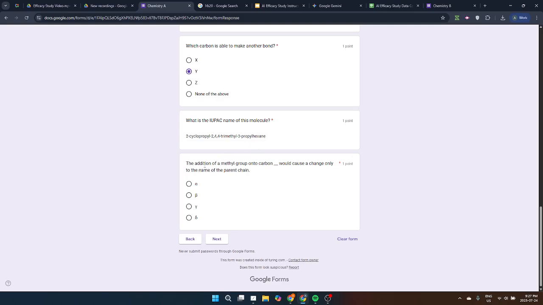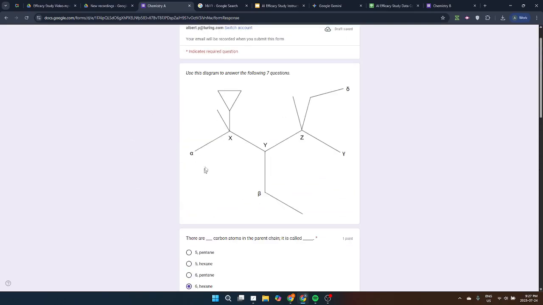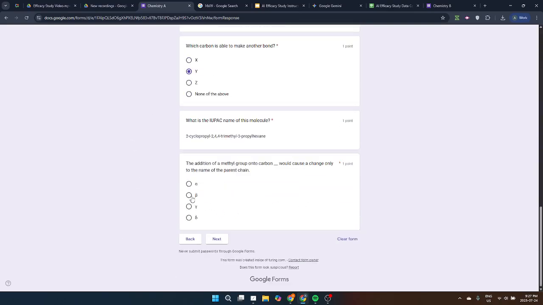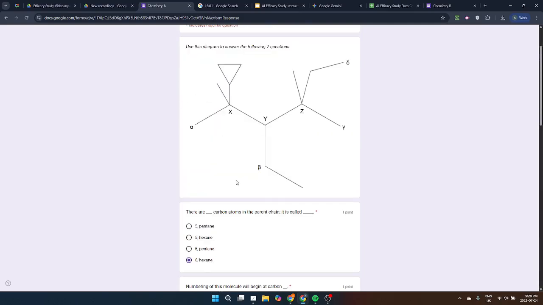The addition of a methyl group onto carbon what would cause a change only to the name of the parent chain? Oh, okay, so we're looking for either alpha or delta here. Oh, actually, hold on. Methyl group onto carbon. What? Okay.